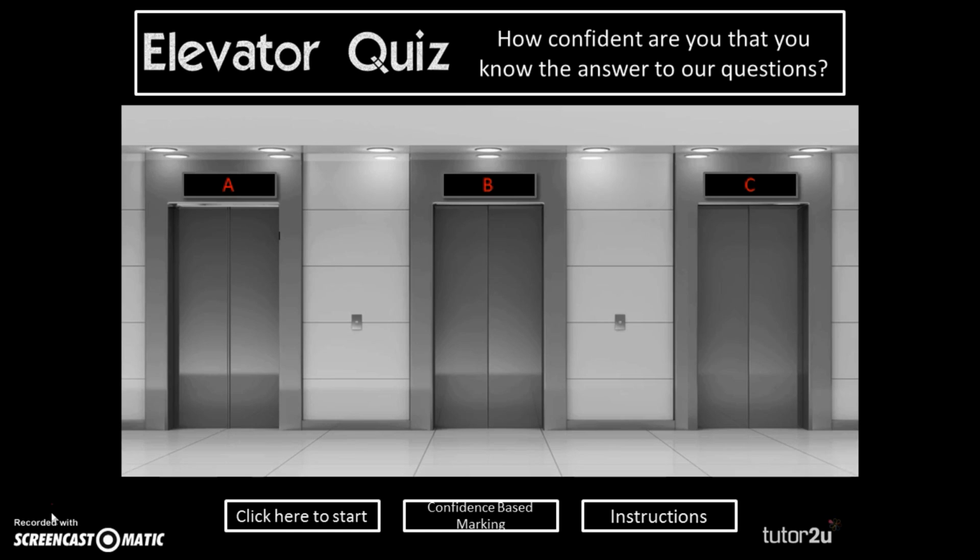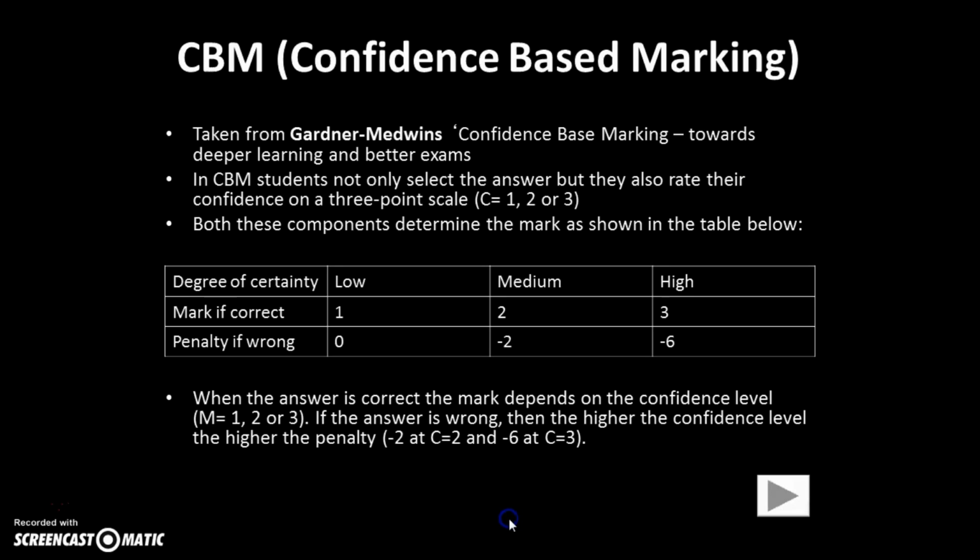What you're going to do is you're going to have a question with 3 possible answers, 1 correct, 2 incorrect. But just to add that little twist, we're calling it a confidence-based marking quiz. Let me just explain what that is before we go through how to use the resource. Here we go. A little bit of explanation.